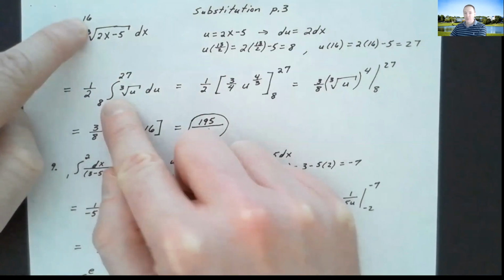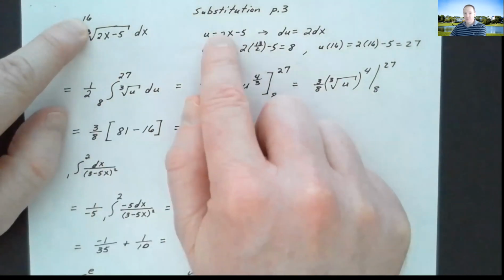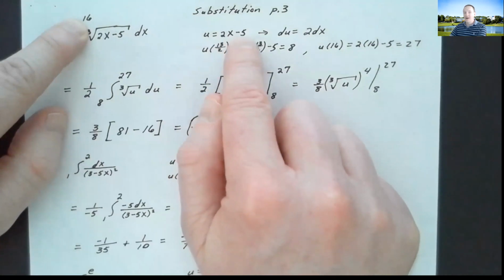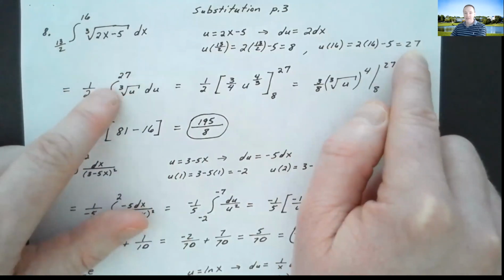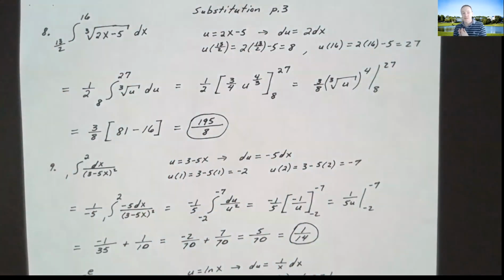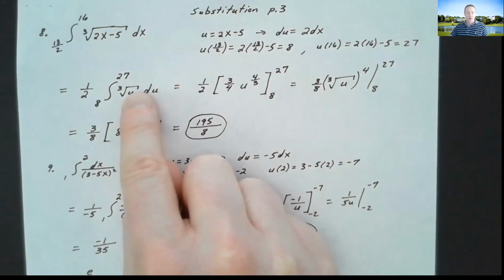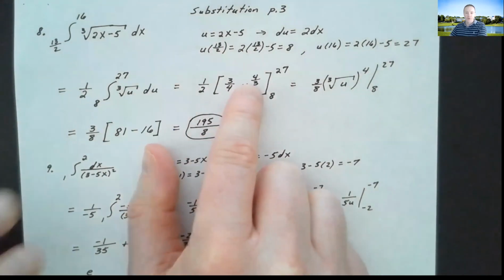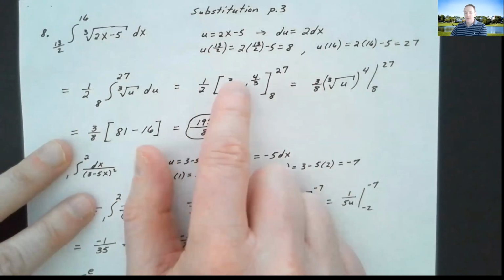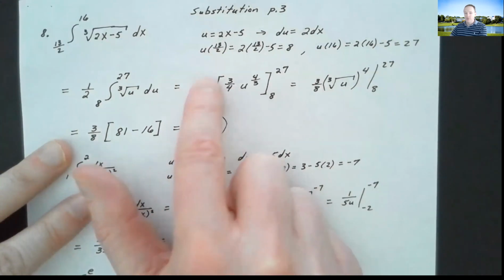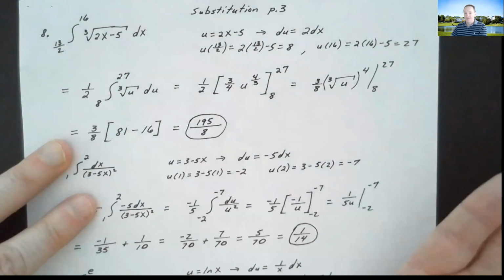My upper limit, you replace x with 16 in here, you'd have 2 times 16 is 32, minus 5 is 27. That's what I've done over here. And so I can say, instead of integrating from 13 over 2 to 16, I'm integrating from 8 up to 27. Now, I'll integrate that. This is u to the 1/3 power, which becomes u to the 4/3. Then dividing by 4/3, same thing as multiplying by 3/4. What I would like to do in that step is I'll go ahead and say, well, this 3/4 and this 1/2, that can be multiplied out to 3 over 8.